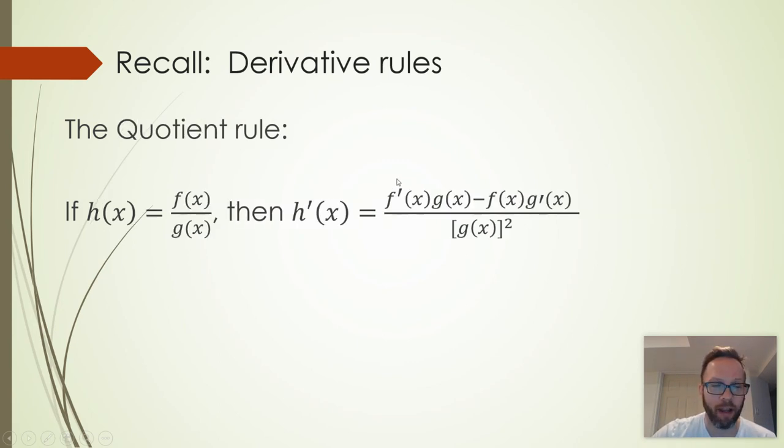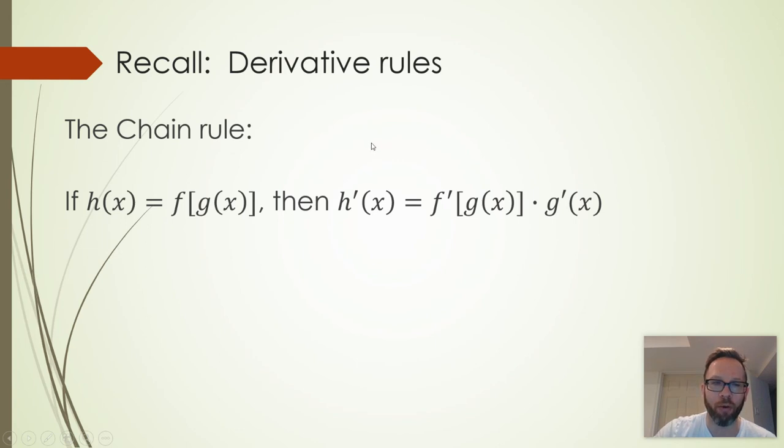The second rule we'll be applying today, quotient rule, or that you should be expected to apply. So if h is a quotient of two functions, f over g, then the derivative is kind of similar to the product rule on the top. You take the derivative of f and leave g alone, minus you leave f alone, take the derivative of g. On the bottom, you square the function g.